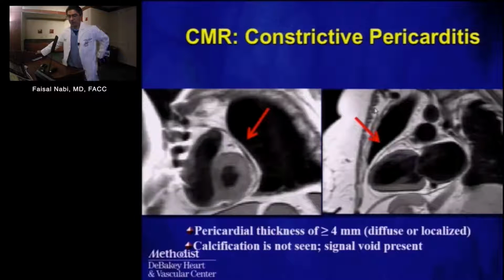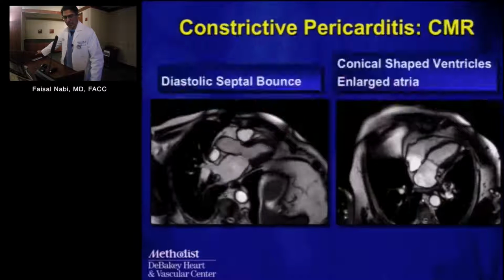When it comes to CMR, this is just a slide showing you in our turbo spin echoes how we measure pericardial thickness. This is kind of what it would look like on our workstations. I would zoom in and take a caliper and actually measure this, and in our reports hopefully try to tell where exactly this pericardium is thickened. Note that it doesn't have to be circumferential. These can be localized in certain locations and still cause constrictive physiology.